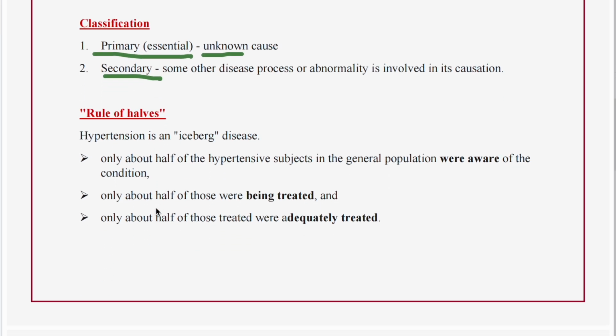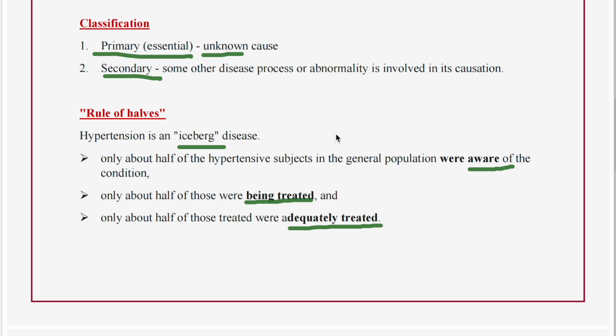Next is about the rule of halves. It is very important for viva as well as a short question. So just listen. As I already told, hypertension is an iceberg disease, because when we consider a population, only half of the hypertensive subjects in that general population are aware of the condition. And among them, only half are being treated. And again, among those who are treated, only half are treated adequately.